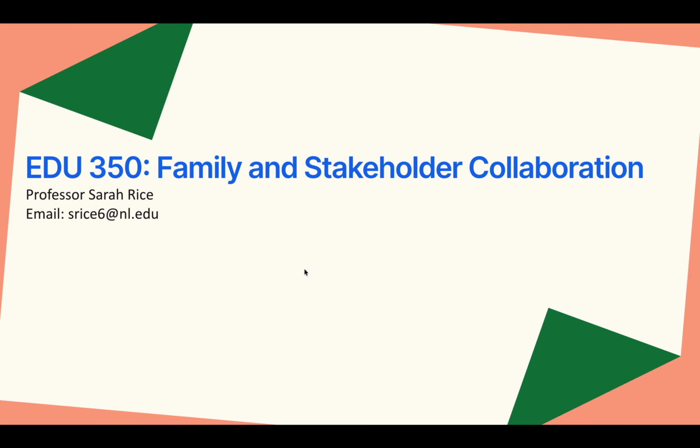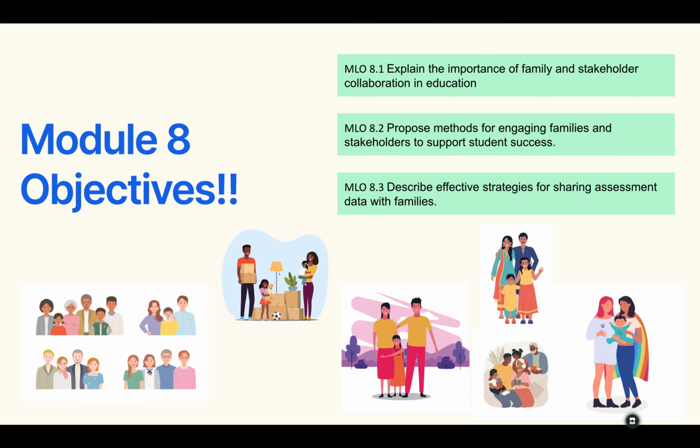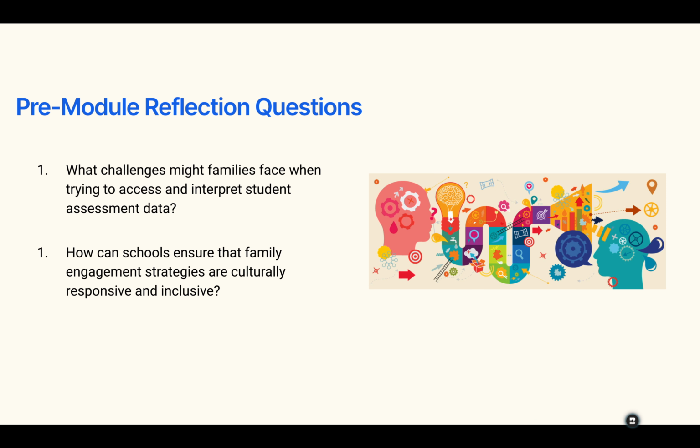Welcome to Module 8 of EDU 350. Module 8 is about family and stakeholder collaboration. So our objectives are all about how we can incorporate families in curriculum and assessment. So it's explain the importance of family and stakeholder collaboration, propose methods for engaging families and stakeholders to support student success, and describe effective strategies for sharing assessment data with families.